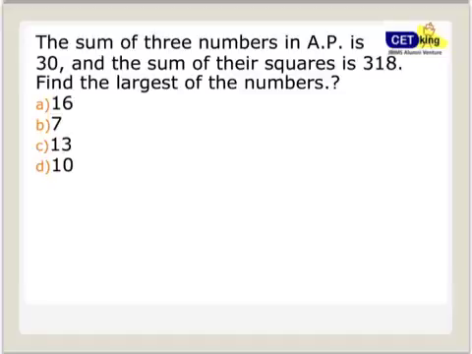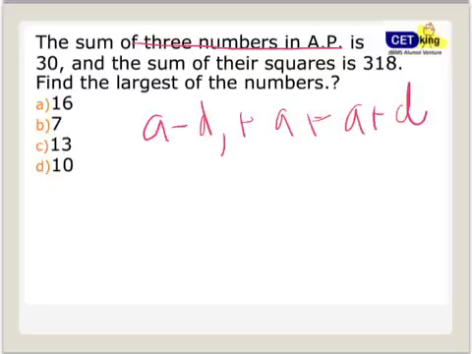Alright, next question. The only thing you have to make here is the equations, nothing else. Can you try? Sum of three numbers in an AP is 30. The moment I know sum, I know three terms will be A minus D, A, and A plus D. Sum is 30, means 3A is 30, A has come.